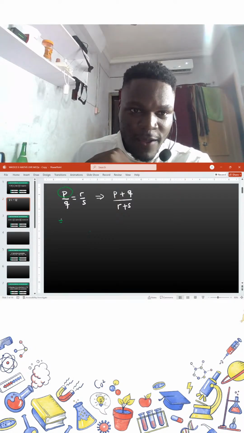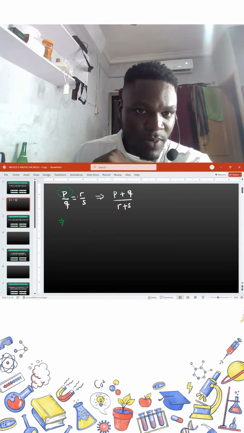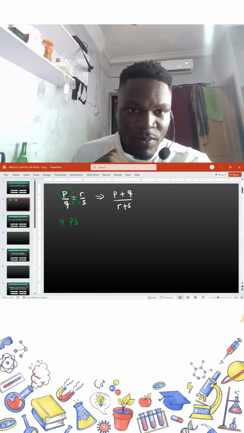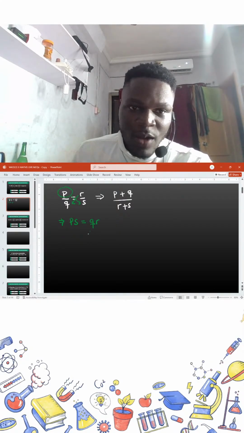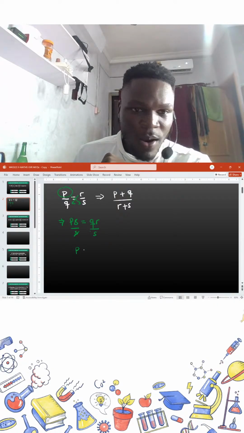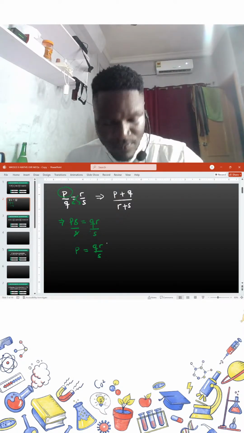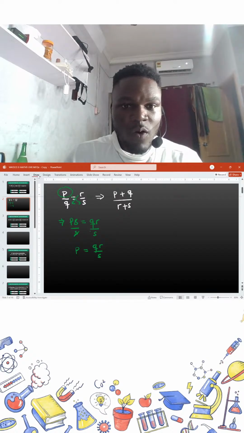So over here, the first thing I'll do is that I'll cross multiply. Okay, so the Q multiplies the R, and then the P also multiplies the S, because we want to make P the subject. So if we do that, P multiplied by S will give me PS, and this will be equal to Q multiplied by R. So I have QR. Now, because we want to make P the subject, we divide both sides by S. This will cancel this. So therefore, our P is equal to QR over S. Are we okay? This is the expression we have for P.